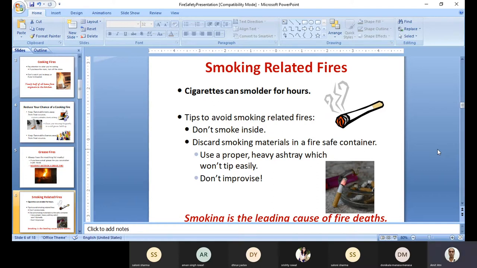Dry leaves are scattered everywhere on the ground. If someone is smoking and throws away that cigarette on the dry leaves, they are flammable. This could lead to a major disaster. So always we have to take care of such factors. That small carelessness could lead to a big disaster.